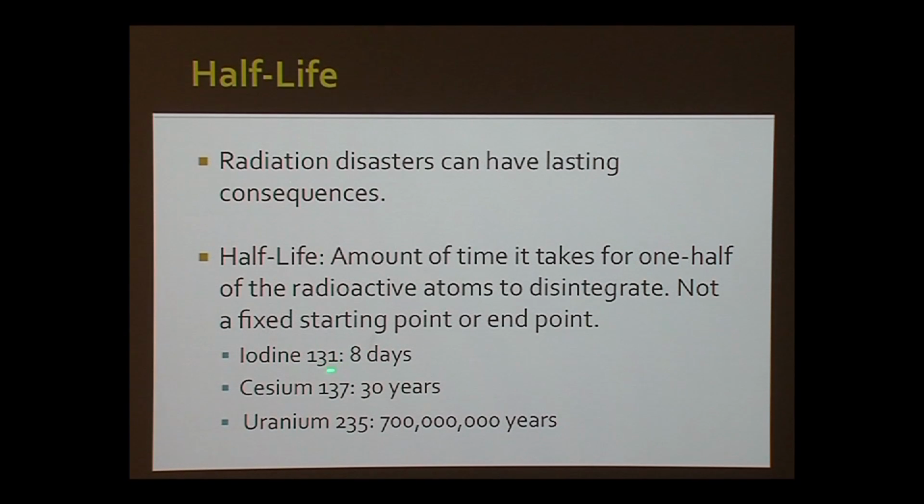The radioactive iodine, its half-life is 8 days, so it can become inert pretty quickly. The cesium-137, after 30 years, it's only gone through 1 half-life in that time. And you can see uranium-235, which is sprinkled kind of all around the core when it had its explosion. That half-life is around 700 million years. And so the radioactive events at Chernobyl can have lasting consequences.